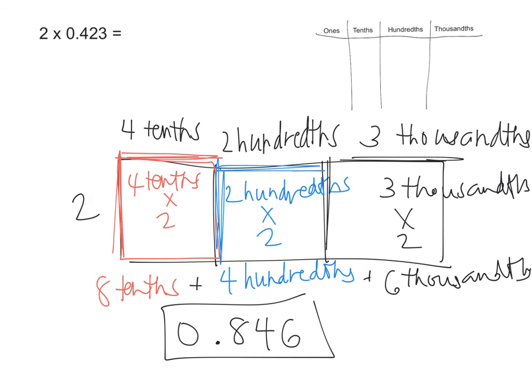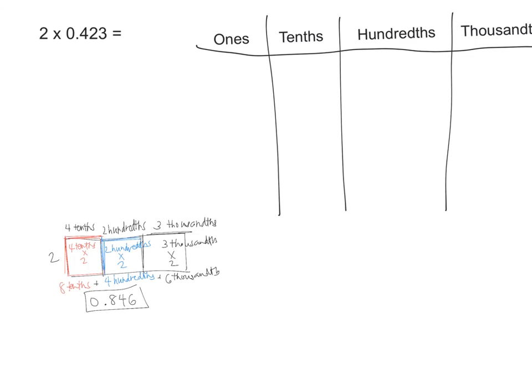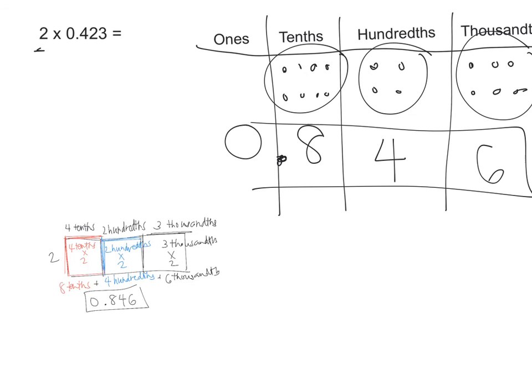Now let's check in with the place value method to see if it turns out the same. Okay, so I need to draw my discs. I have 4 tenths, 4 discs in the tenths column, 2 hundredths, and 3 thousandths. Now it says I need to make 2 copies of that, so I'm going to make one more copy. 4 tenths, 2 hundredths, and 3 thousandths. All together I can see I have 8 tenths, 4 hundredths, and 6 thousandths. The decimal point goes between the ones and the tenths, and I don't have any ones, and I can see that my answer matches up.